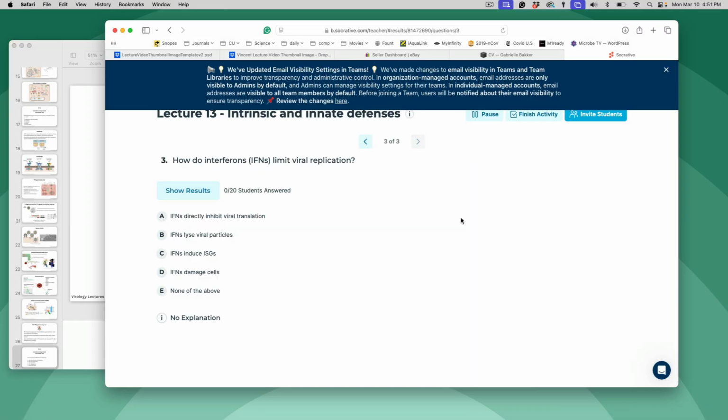Last question. How do interferons limit virus replication? Interferons directly inhibit viral translation. Interferons lyse viral particles. Interferons induce ISGs. Interferons damage cells. None of the above.